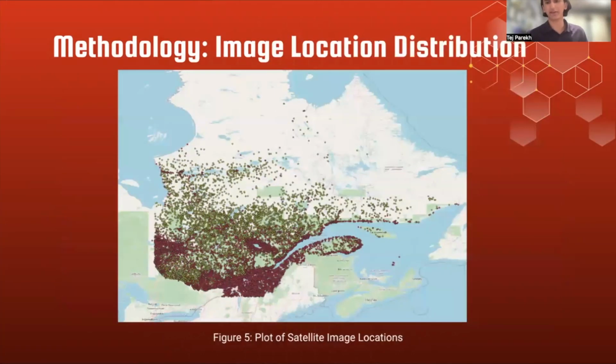So I plotted the locations of each of these images with the yellow dots being lightning fires and red dots being human fires. And you can see many more human fires towards the southern border of Quebec, which makes sense because where there's more humans, there's probably going to be more human-started wildfires.